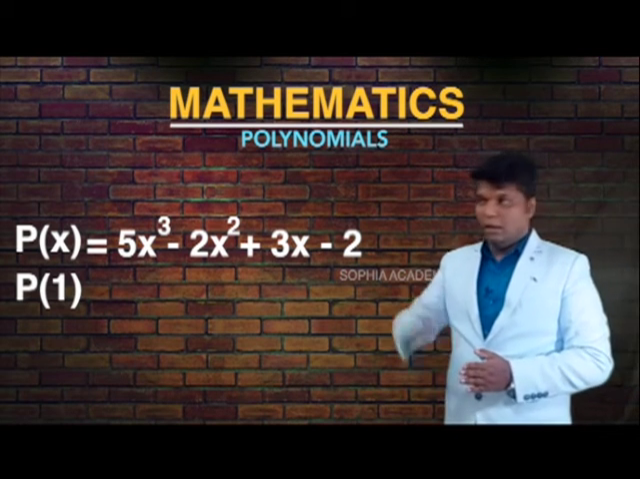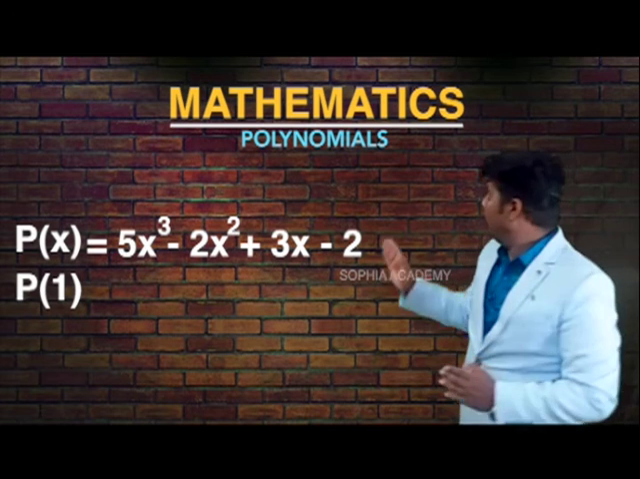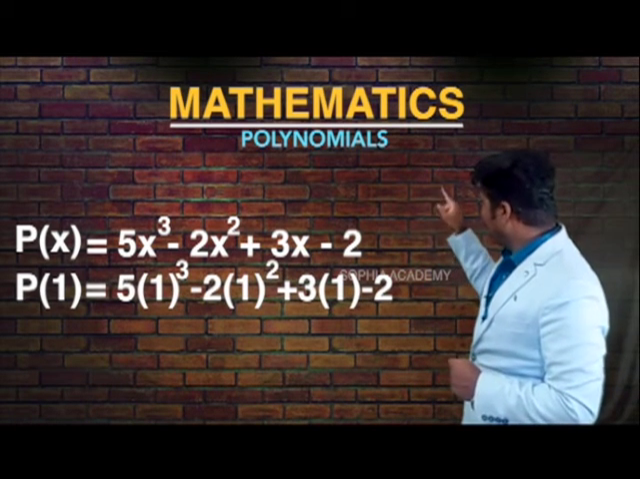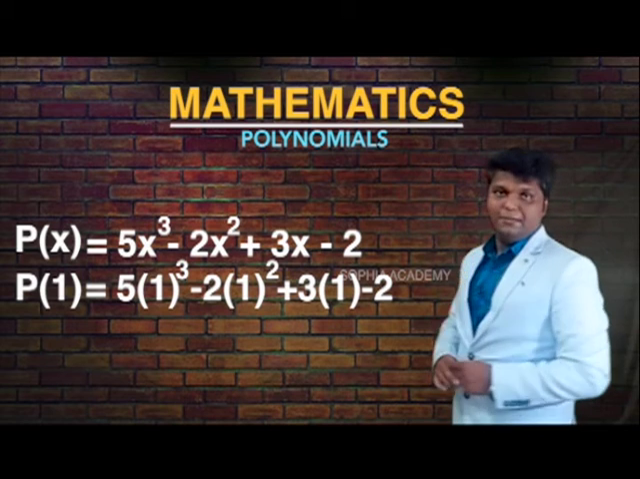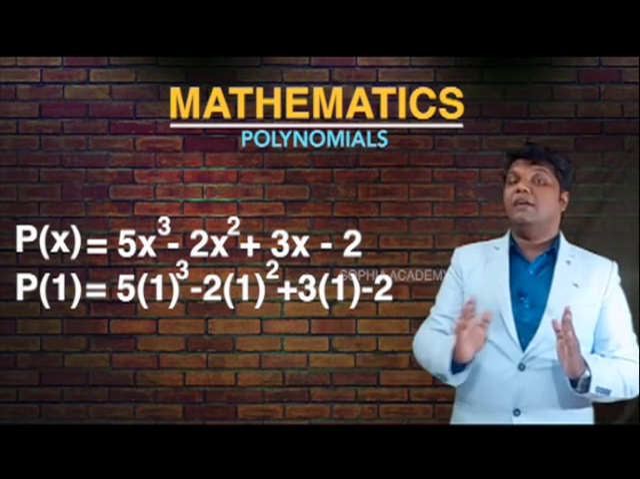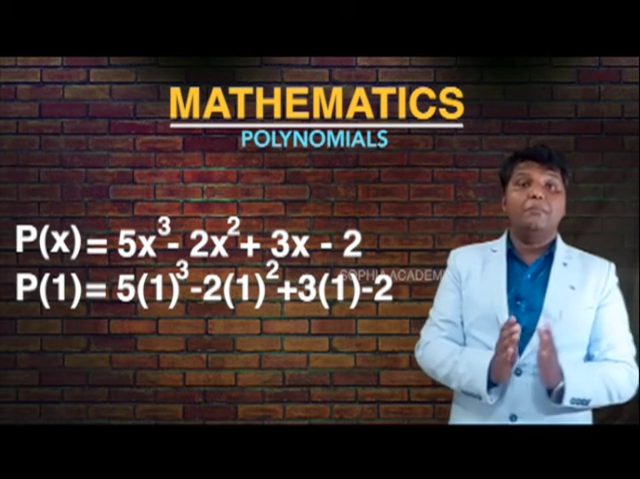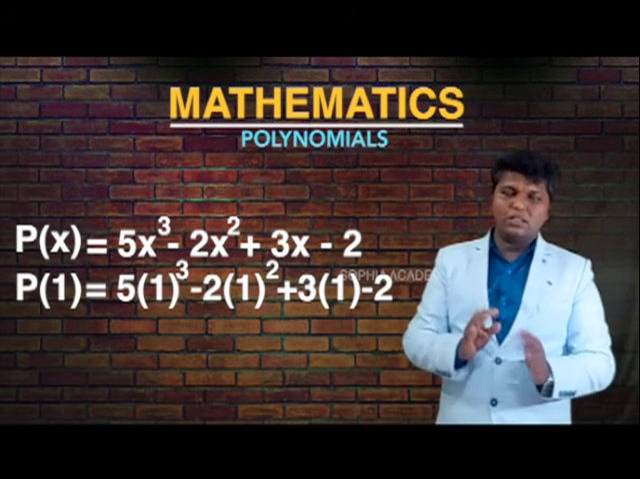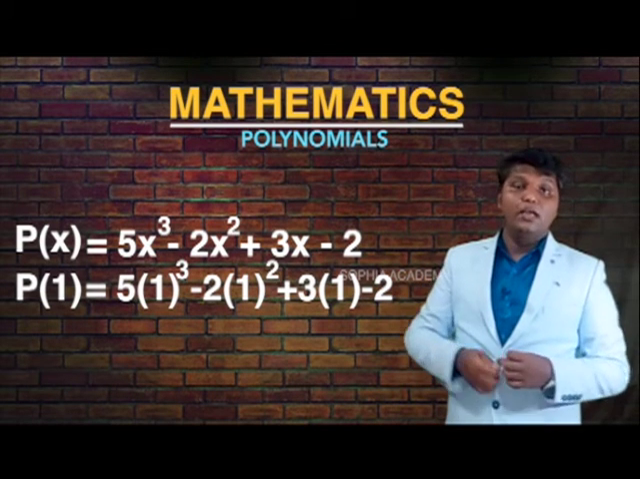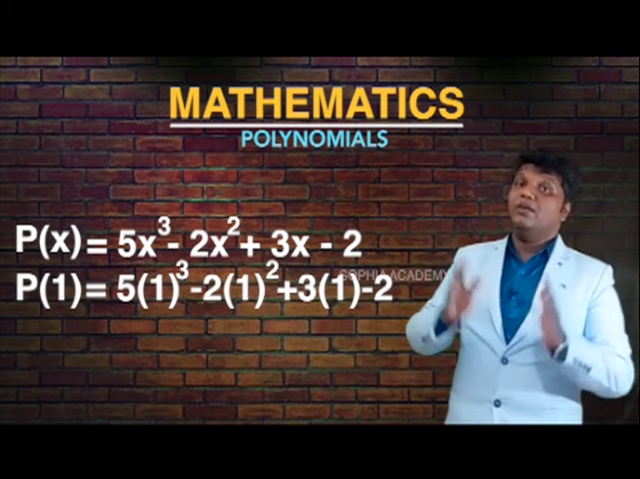Let us find the value of that. p of 1 is equal to, so here you can see 5x cube. So we will write 5 into, instead of x we write 1, and within brackets we put that 1 cube. Why are we keeping this bracket? You should keep the bracket whenever you are substituting a value, because there are some problems where you have to find the value for negative numbers, like p of minus 1, p of minus 2.